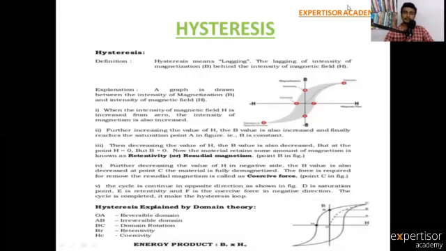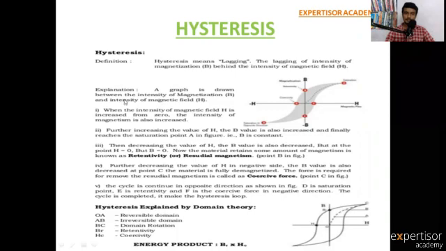In this video, we discuss hysteresis. First of all, the definition of hysteresis. Hysteresis means lagging, and lagging means backward. It is the lagging of intensity of magnetization behind the intensity of magnetic field. So this is the definition of hysteresis. Now see this. How do these two values change?